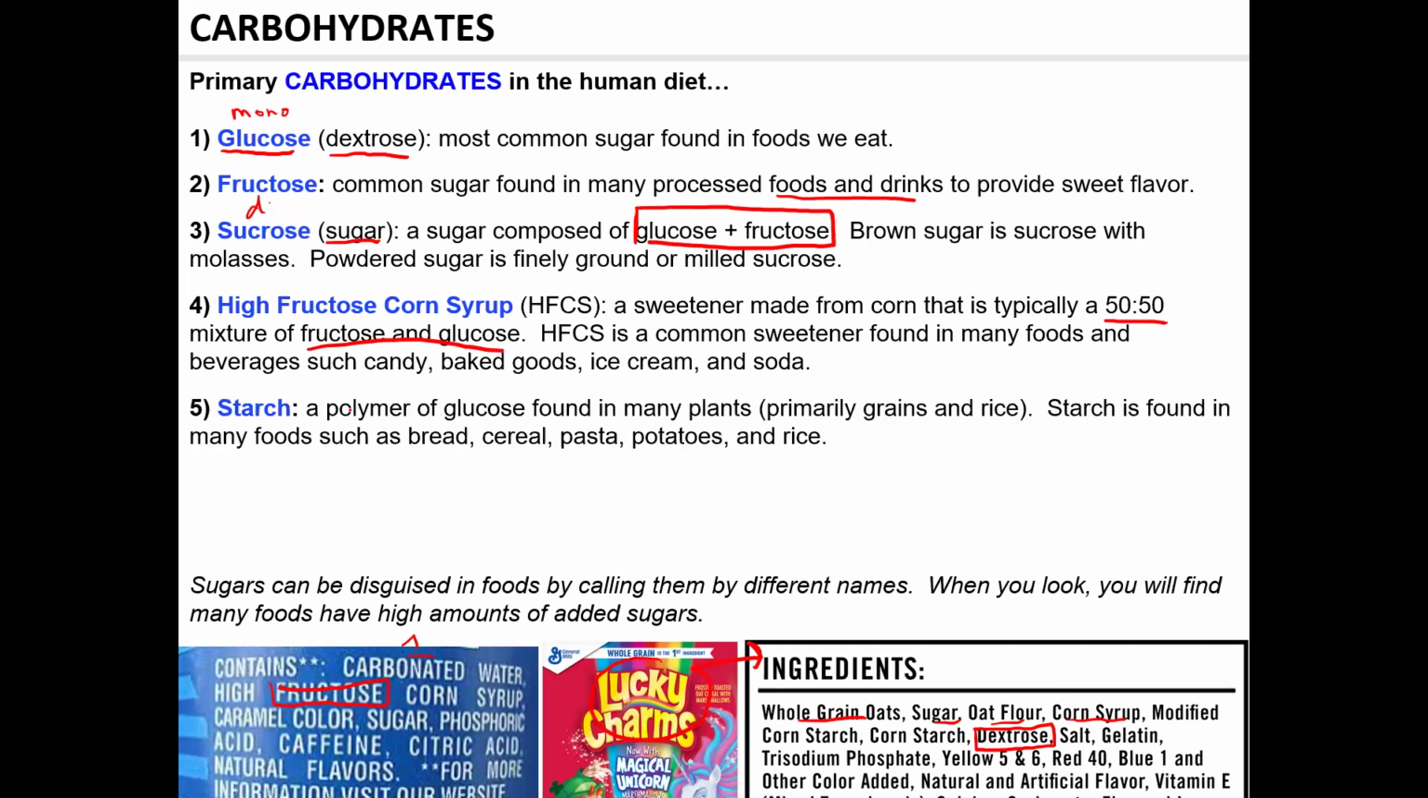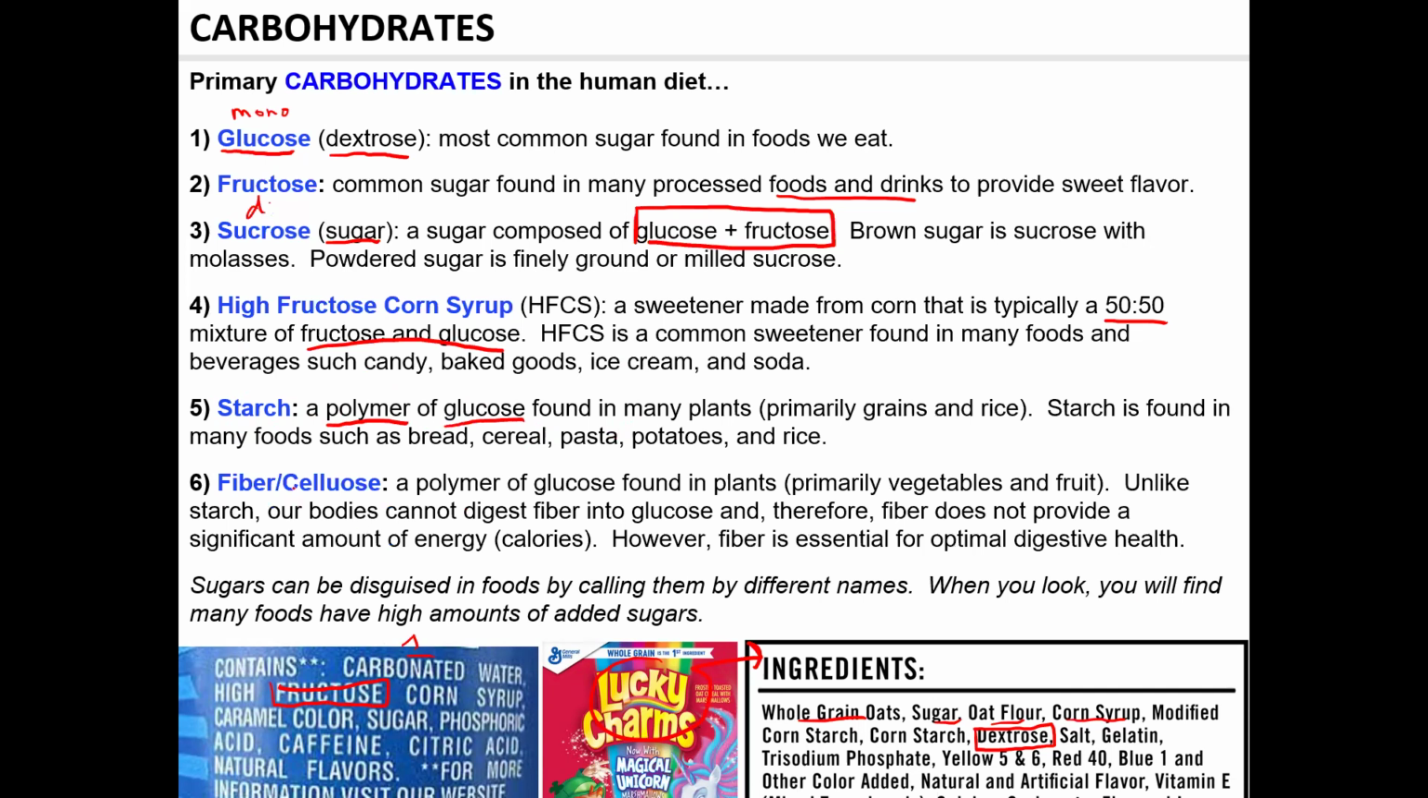And then our starches are one of the first polymers we're going to be talking about. What that means is we're taking many different monosaccharides to create a polysaccharide. And in this case, it's a polymer of glucose.